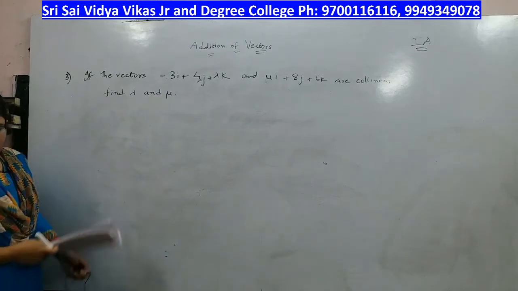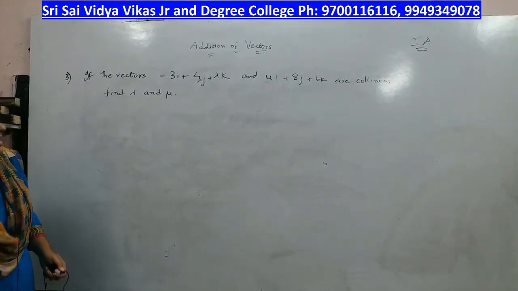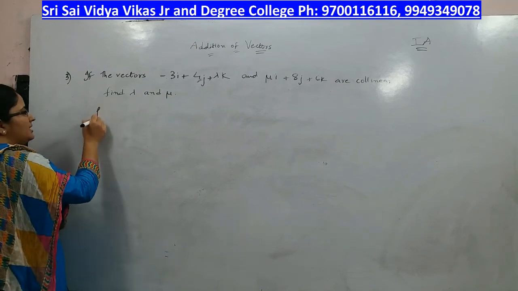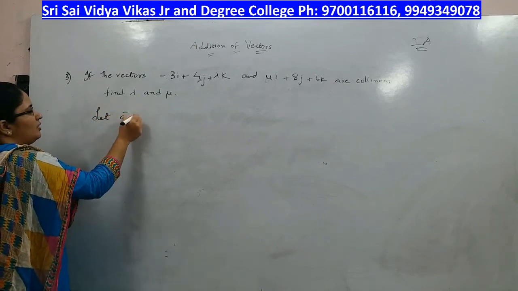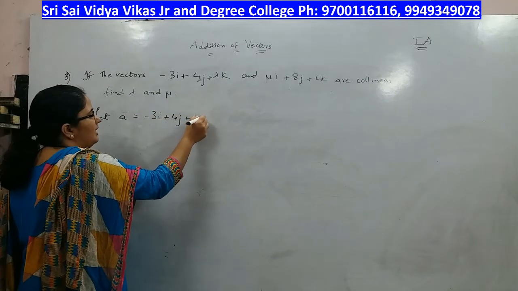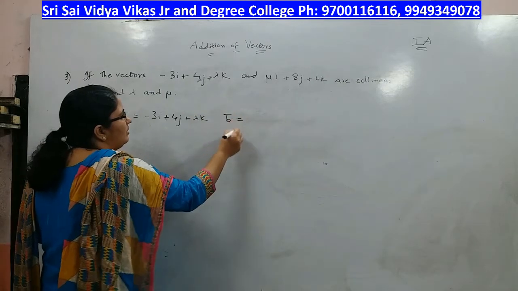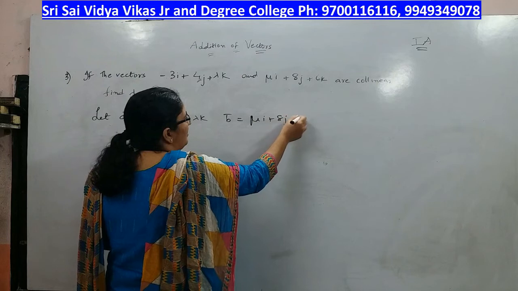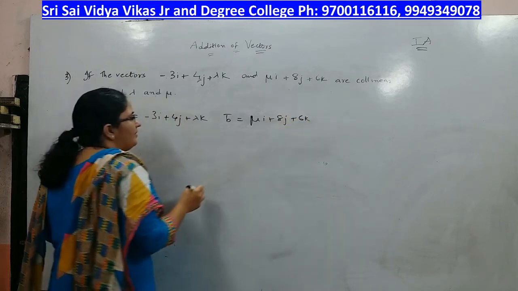Here he says that these two vectors are collinear. So we'll assign some name to this. Let A bar is equal to minus 3i plus 4j plus lambda k. B bar is equal to mu i plus 8j plus 6k. This is what you have.